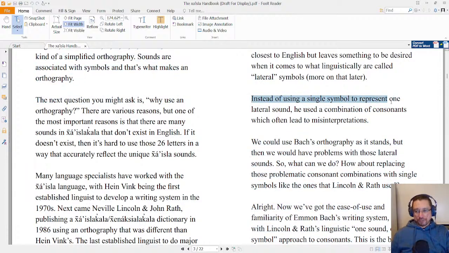Instead of using a single symbol to represent one lateral sound, he used a combination of consonants, which often lead to misinterpretations. So I developed the hybrid orthography with an eye towards the future. I've seen a lot of misinterpretations being made based on past spelling systems, like Bach's, where he used two consonants to represent one lateral sound. That can be problematic. It can lead to misinterpretations, which can also lead to misunderstandings. So I built what I call preventative measures into the hybrid orthography.